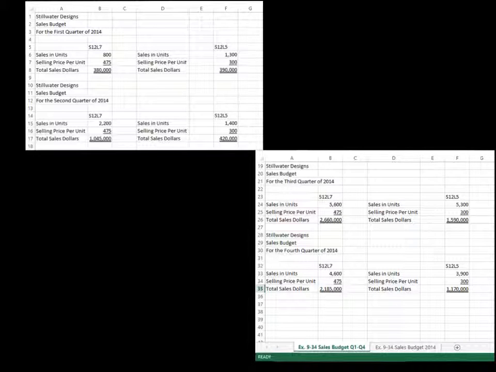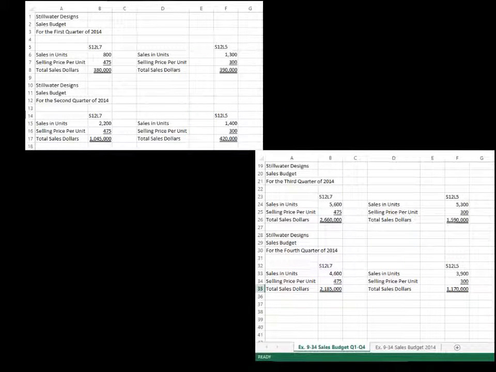As I have mentioned for part 1, I broke this down into different quarters. Notice how in each breakdown, it's the who, Stillwater Designs, the what, the sales budget, and then the first quarter, then the second quarter, then the third, and then the fourth quarter. I broke it down for each of S12L7 and S12L5 with the sales in units for each of the separate quarters.